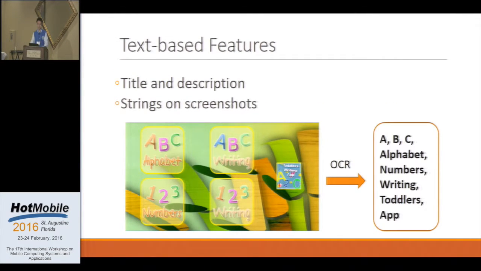The second type is the text-based features. First we have the title and description. We also extract the strings on the screenshots to get more clues. Here's an example of a screenshot, with some words like alphabet, numbers. The words on the screenshot will also give us some clues about the kind of content used in the app.